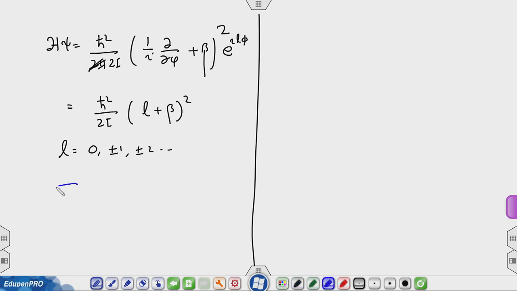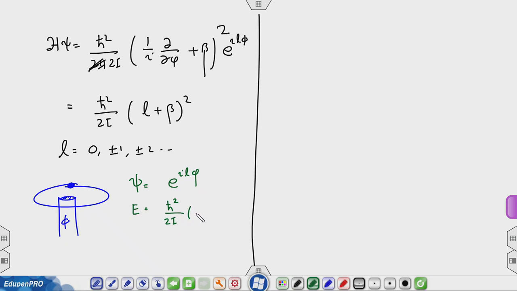So, for this electron on this ring, with flux phi passing through the center, we get psi equals e raised to i L phi, and the corresponding energy equals h cross square over 2 I times (L plus beta) square. So, the wave function is independent of what flux is going through, but energy certainly depends on the flux through beta.